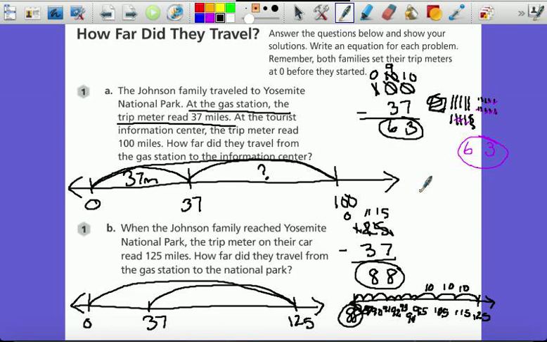Any of those methods are fine. They have to use one of them, but other than that, it doesn't matter how they get their answer. I'm seeing a lot of kids take 125 minus 100, or they took the same problem again. Making sure that they read all the information is going to be really important.